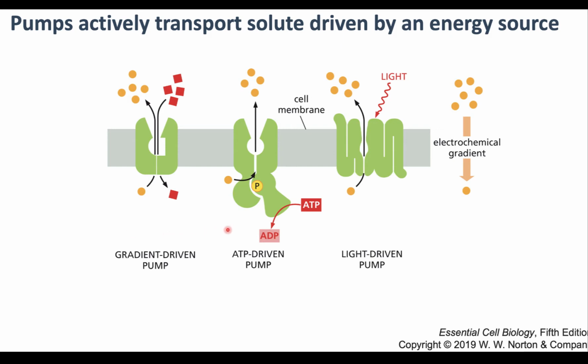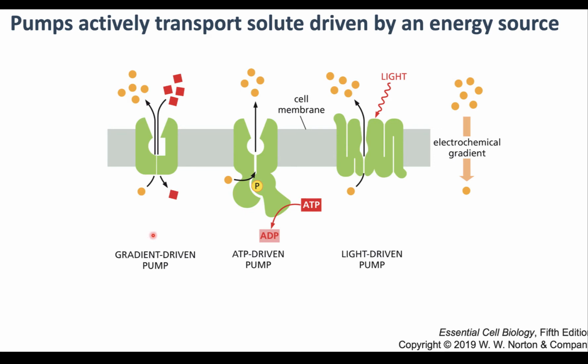The first one we will look at is an ATP-driven pump, one that changes shape or undergoes conformational changes via phosphorylation, and the energy from this phosphorylation is what drives the transport of a solute from low concentration to high concentration. We will also look at a gradient-driven pump. In this case, this orange solute is still moving from low to high concentration, but at the same time, another molecule will be moving down its concentration gradient.